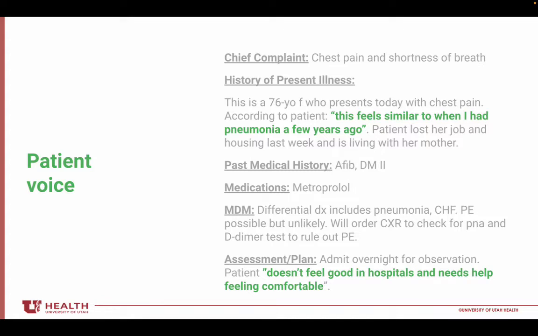And you can also see things like the patient voice. So, here there's an example where they quote the patient talking about their symptoms and that it feels related to a disease that they had a few years ago. And you can see their preference, that they don't feel good in hospitals and might need some help feeling comfortable. So here you're capturing not just what their diagnoses are, but something about the patient and something that they express about themselves. And this is something that is really enhanced by the ability to put things into natural text.